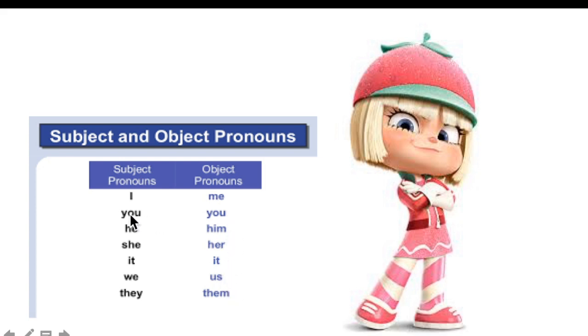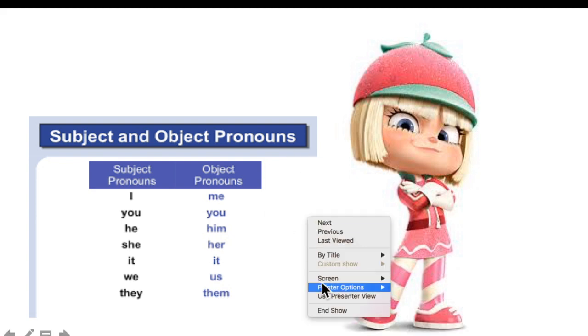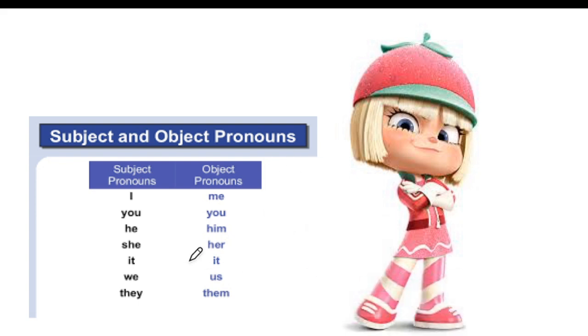As you can see, you and it can be used as subject pronouns and also object pronouns. If you have to decide if they are subject or object, you have to find the action verb. But please don't forget the pronouns that come before the verb. Before the verb, we use only subject pronouns. And after the verb, we use object pronouns.